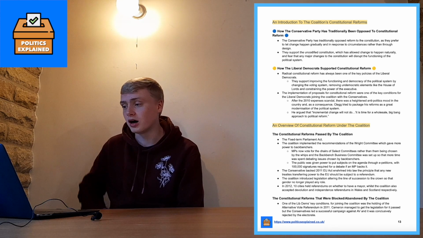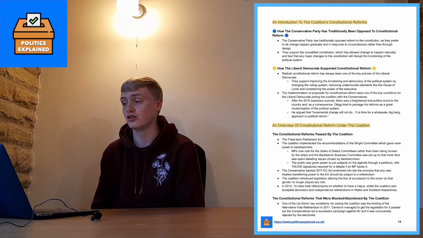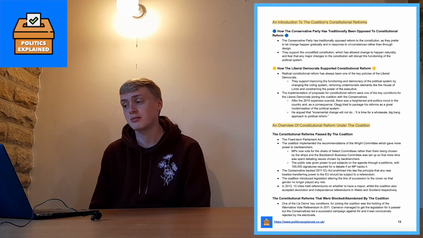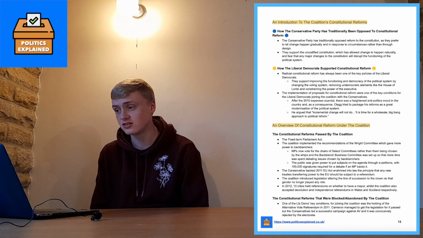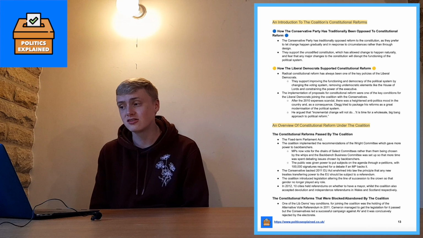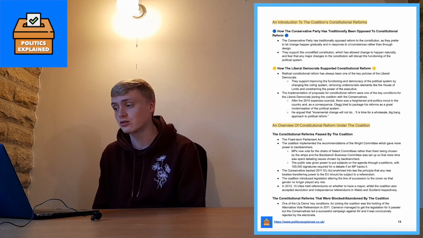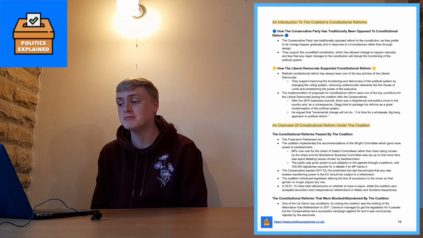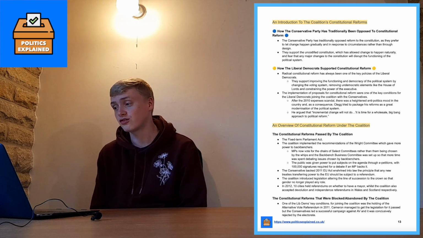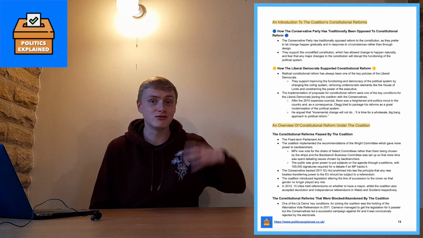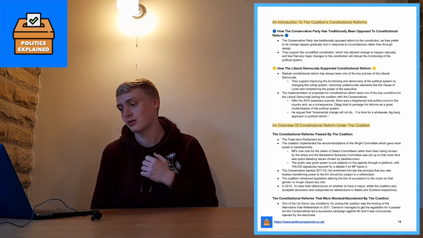So the Conservative Party had traditionally opposed reform to the Constitution, as they prefer to let change happen gradually and in response to circumstances, rather than through design. They support the uncodified Constitution, which has allowed change to happen naturally, and fear that any major changes to the Constitution will disrupt the functioning of the political system. So that was the first part of the coalition, right? The major part of the coalition.